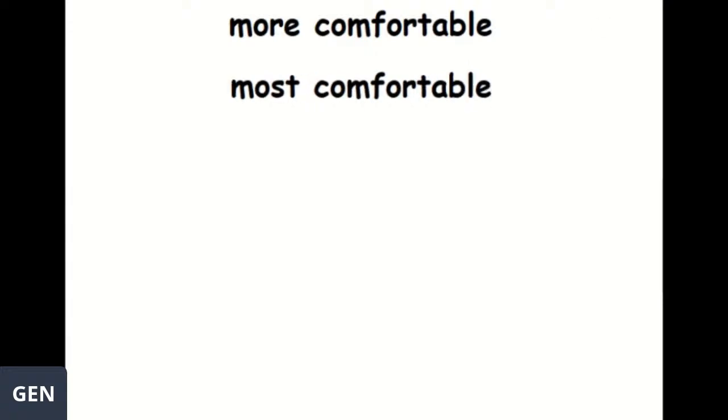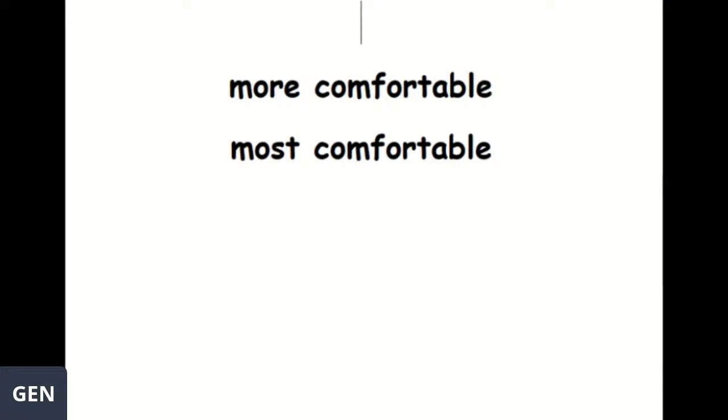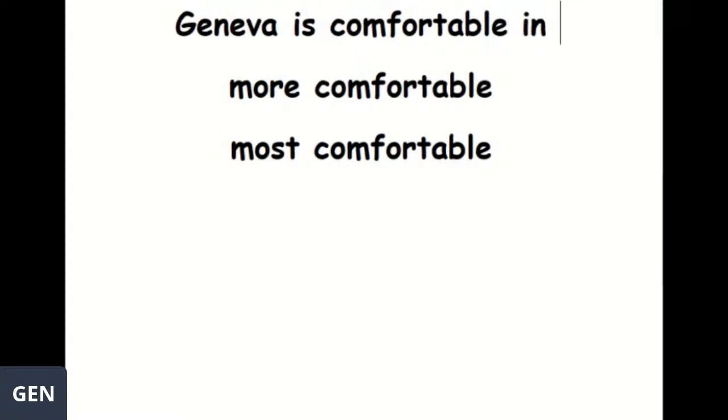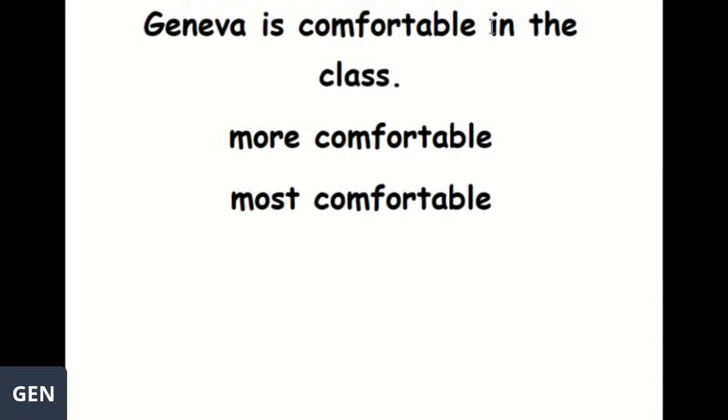And that's finished. Okay, comfortable, more comfortable, and most comfortable. I'm gonna give you one example for comfortable. I'm gonna actually use Geneva. Geneva is comfortable in the class. And that's done. So I'm using is comfortable. Geneva is comfortable in the class, and my sentence is done.